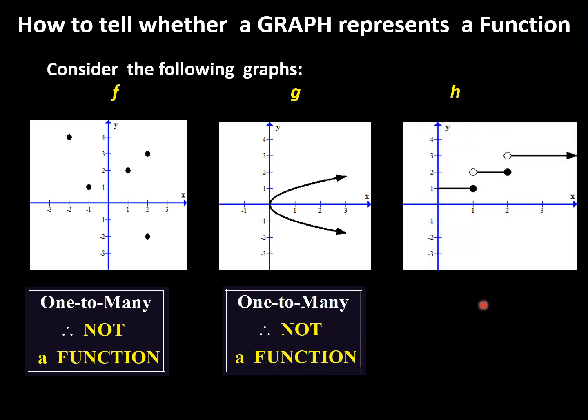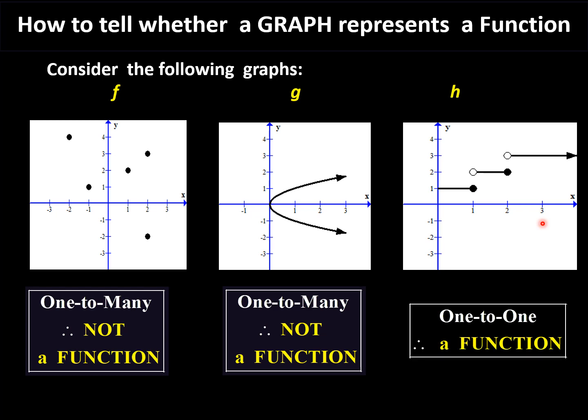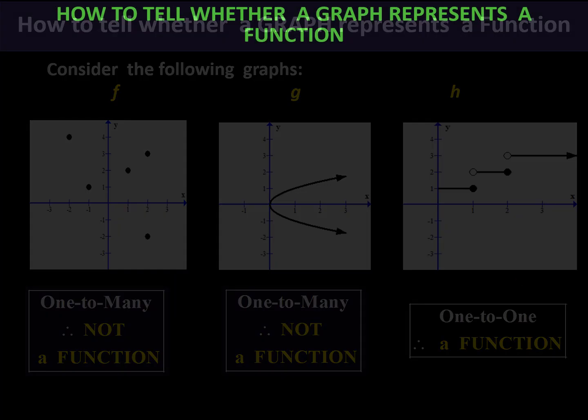Let's look at this one. Let's say if I have 1, then the output is 1, right? Only 1. If I have 2, the output is 2. You see, this here indicates that that value is excluded. And for any value between 1 and 2, I always get one output. Any value between 2 and 3 as well, so this also represents a function. So this is a one-to-one.